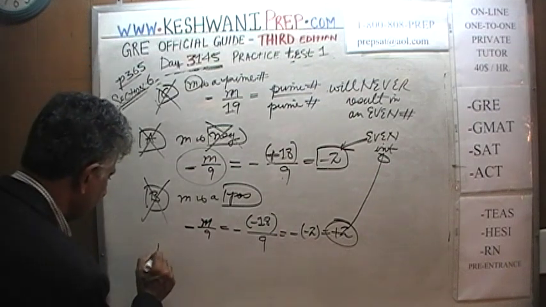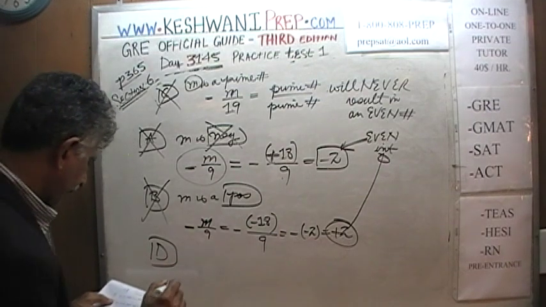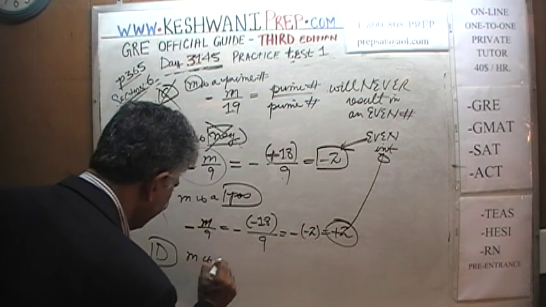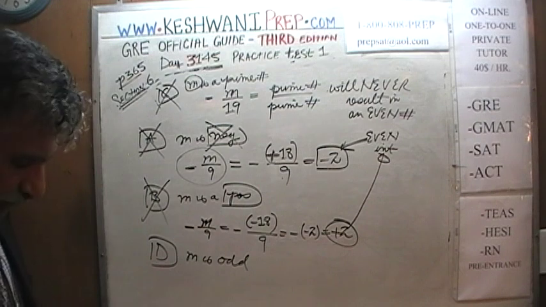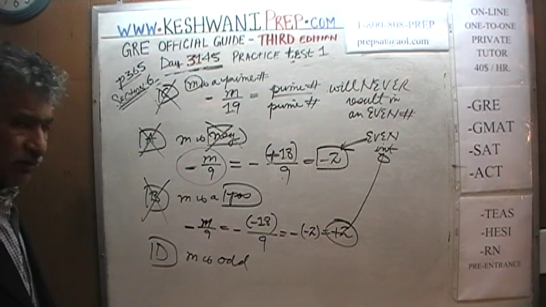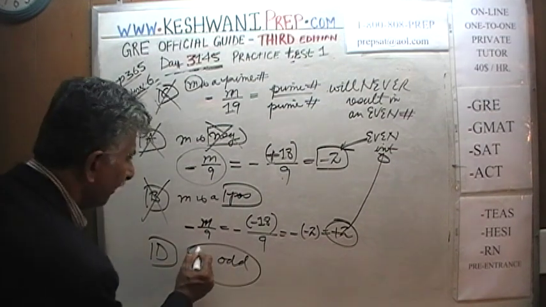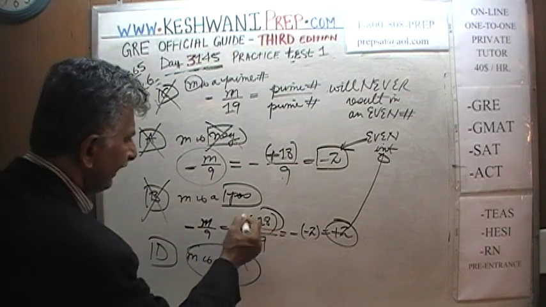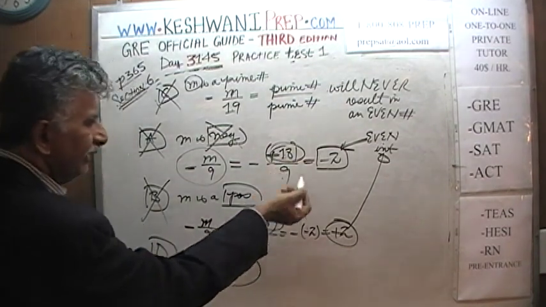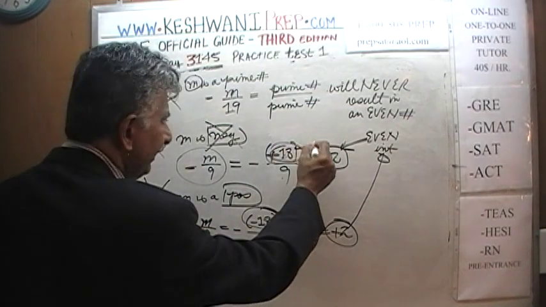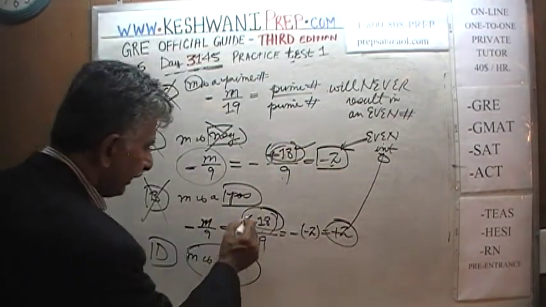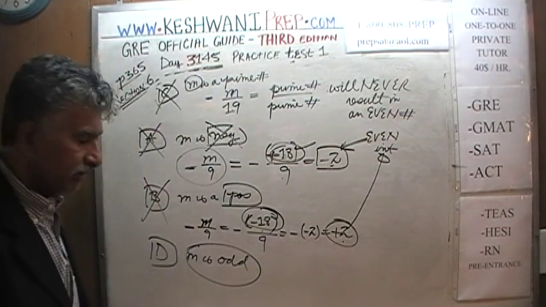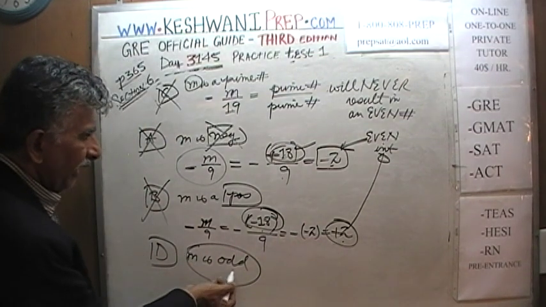Statement D says m is odd. Let's do it separately. First of all, we know that m does not need to be odd because here we plugged in 18, which is an even number. Here we plugged in 18 and it worked. When we plugged in positive 18, we arrived at an even integer. When we plugged in negative 18, we arrived at an even integer. M does not need to be odd.